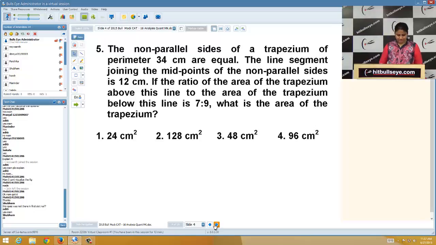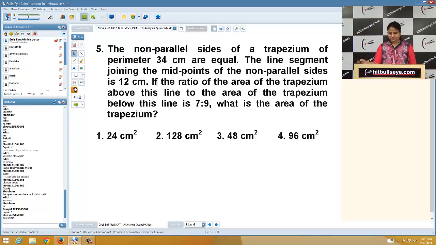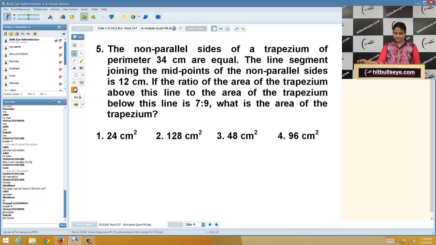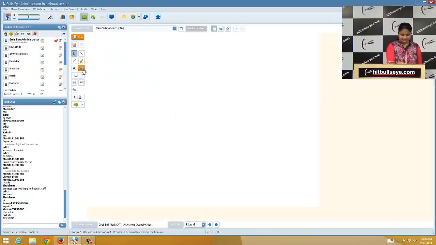Question number 5. Yeah, any problem with this? Yes, Pranjal. It says the non-parallel sides of a trapezium of perimeter 34 cm are equal. The line segment joining the midpoints of the non-parallel sides is 12 cm. If the ratio of the area of the trapezium above this line to the area below this line is 7:9, what is the area of the trapezium? Okay. See, a trapezium is given.